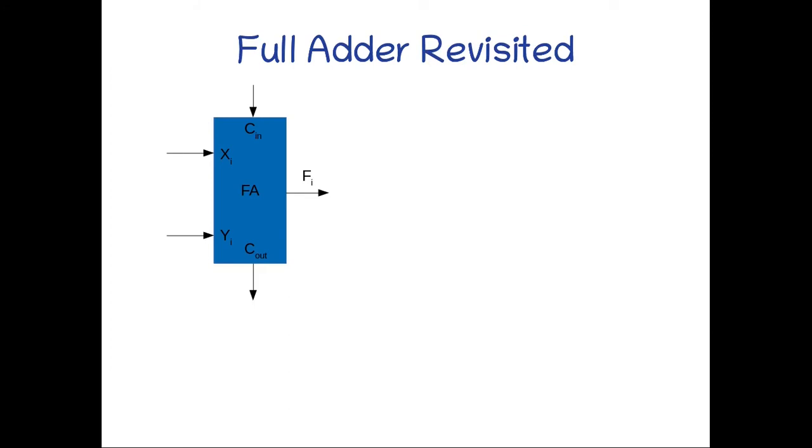And we can just consider our full adder. So this is our full adder. Xi, Yi are the 2 input bits. Then Cin is the input carry and Cout is the output carry. Fi is the output. So what is the expression for Fi? The expression for Fi is Xi XOR Yi XOR Cin. That we have already studied in the previous class on the full adder.